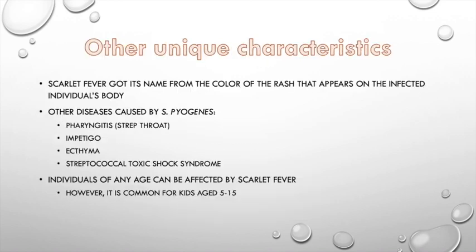Finally, some interesting characteristics about scarlet fever. It obviously got its name from the color of the rash that appears on the infected individual's body, so this bright scarlet rash. Anyone can be affected by scarlet fever, but it's really common for kids aged 5 to 15, which, to speculate, I'd say it's just because kids are less careful about washing their hands and paying attention to where they sneeze and aren't as cautious with that. So it's spread more quickly with children.